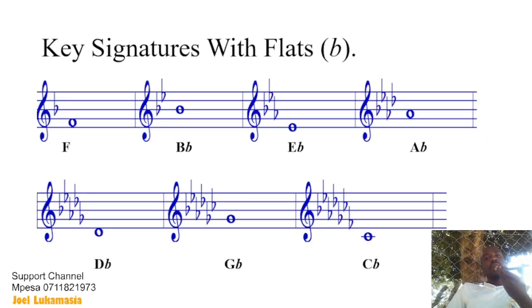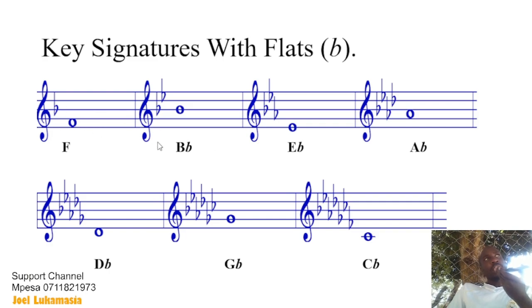Then you come to key signatures with flats. The first one is F major, which has one flat, that is B flat. Then you have B flat major.